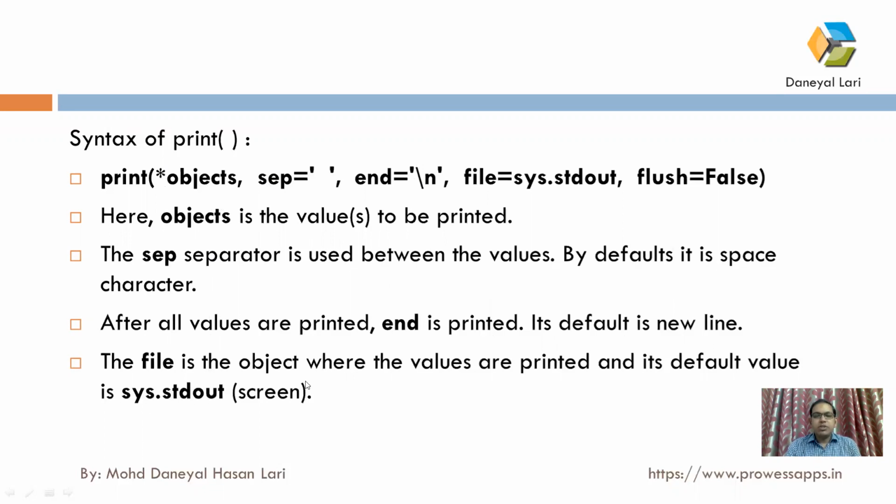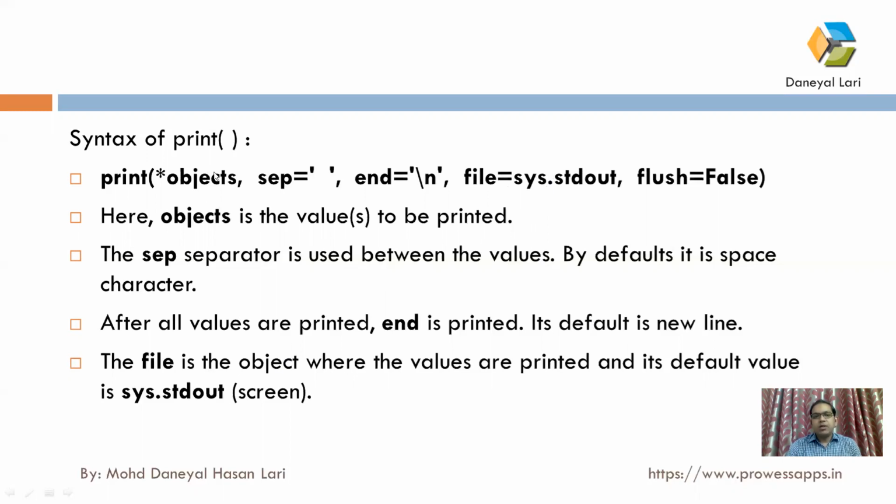The file is the object where the values are printed. So this denotes where you want to print the value. By default, the value is sys.stdout. Sys is a module and stdout means standard output. So that's why it prints all the output onto your console, onto your system screen. And the default value is sys.stdout.